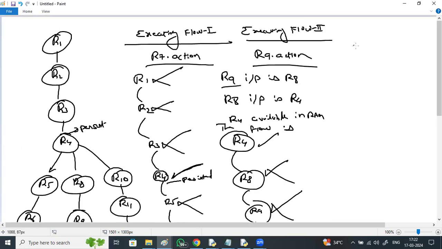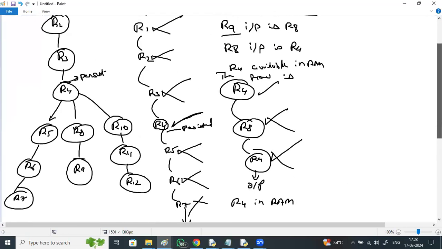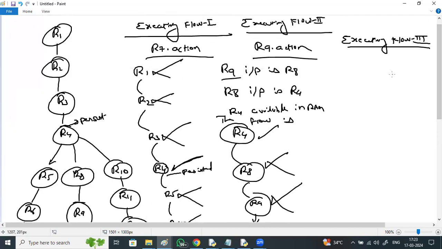If you are executing this flow 3, right? First time when I did flow 1, that time I did the R4 persist command. When I did flow 2, then also I have to give the persist command again. Wait 1 second. Okay. Yes, when I did flow 1, that time we executed the R4 persist command.